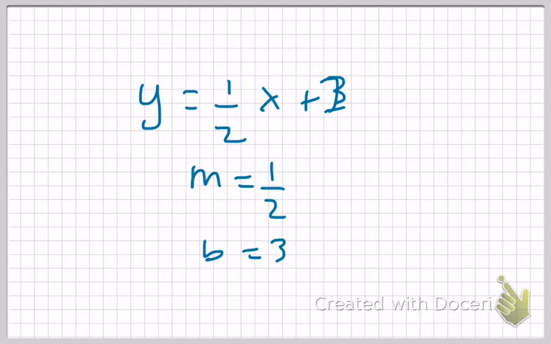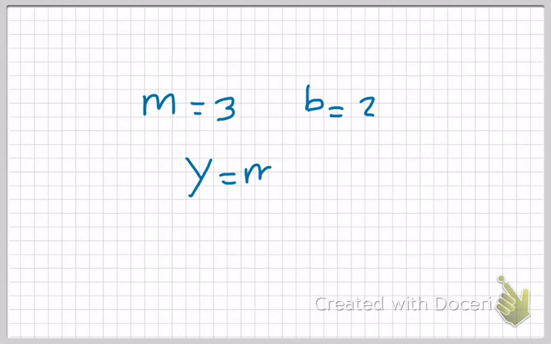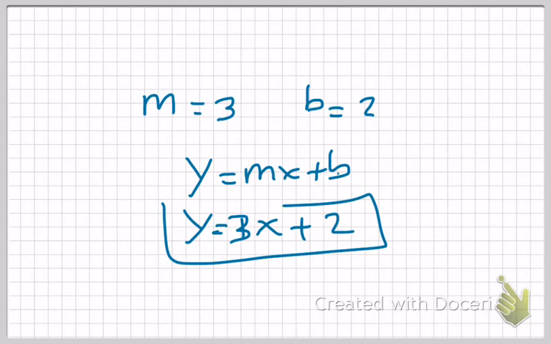Okay. How about if we try it the other way around? What if I give you an m of 3 and a b of 2? Well, remember, we start with y equals mx plus b. Y equals 3x, x stays the same, and the b is a positive 2. So now I've written the linear equation.